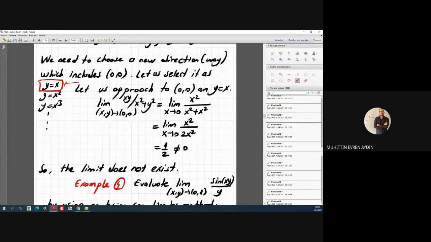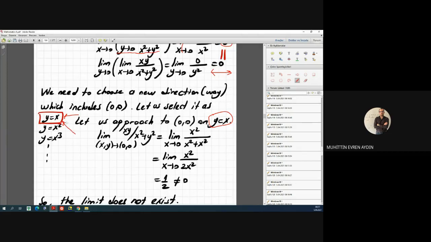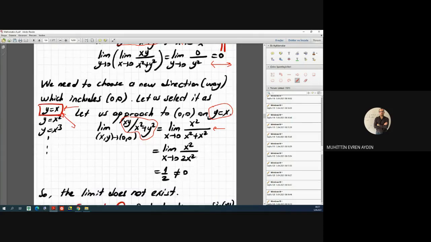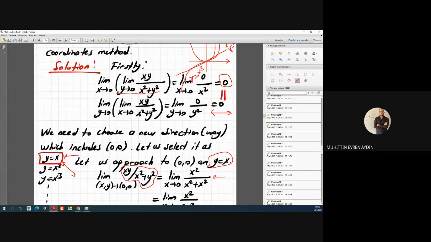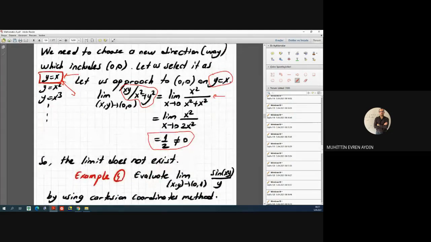Yes, we approach the origin on that line. Okay, which means that we replace y with x in this function. Then we have such a limit, x squared over x squared plus x squared. Then we have the limit 1 over 2. Okay, these limits are different than those. So we have a non-existence of limits.